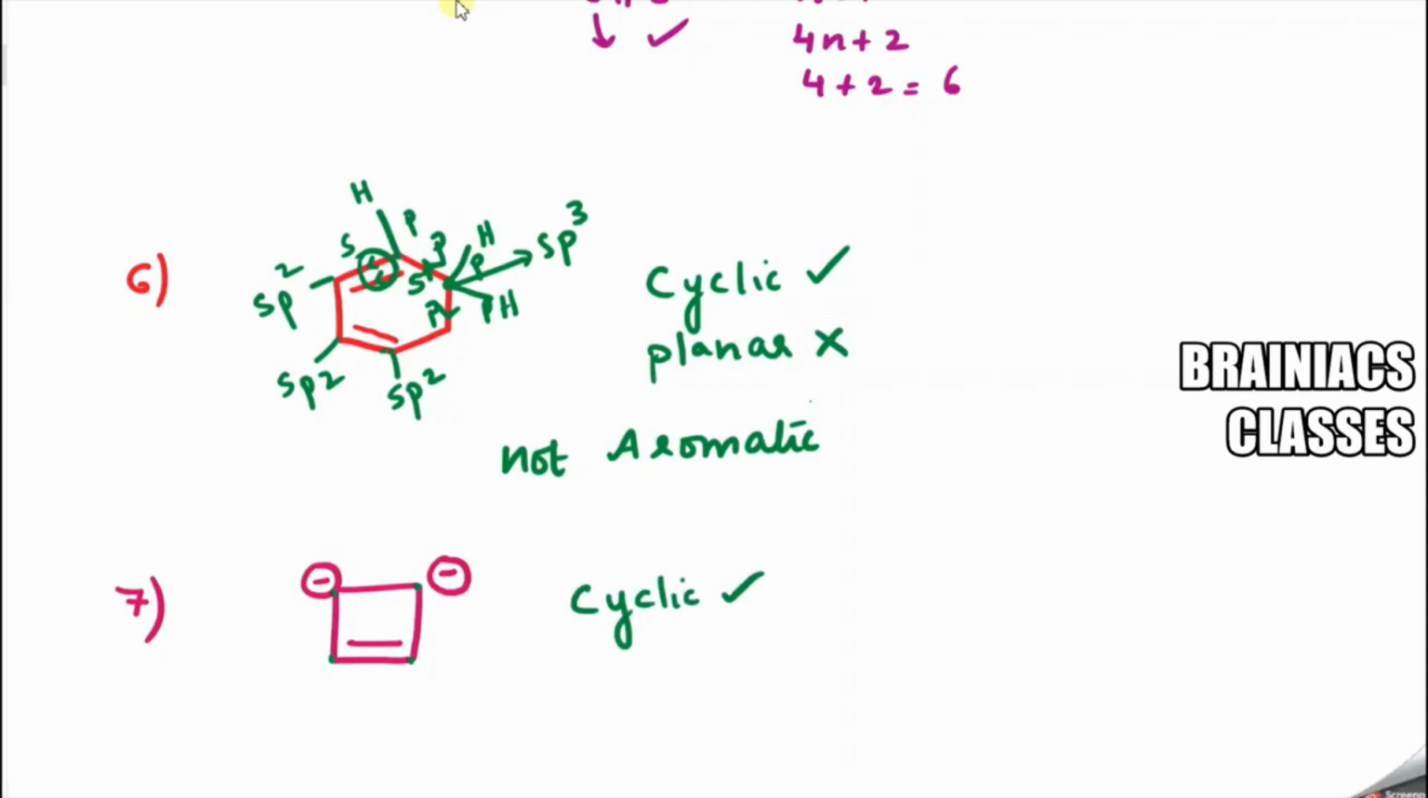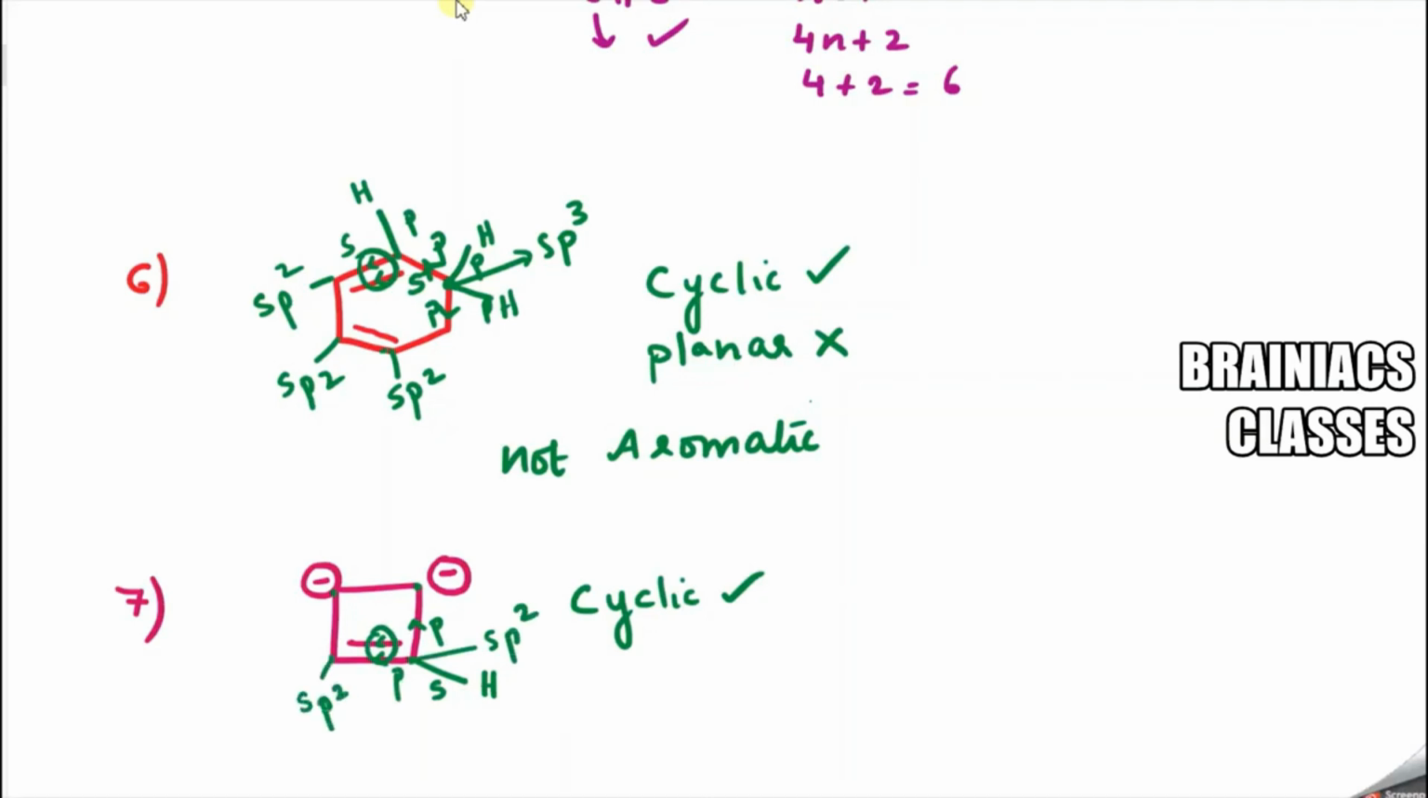Now what is the next condition? Planar. So let me look at this one. One valency is going here, 2 valency going here. So this one should be hydrogen atom. So this is S, this is P, together I am taking, so this is P. So this should be sp2. If that is sp2, this is also sp2.